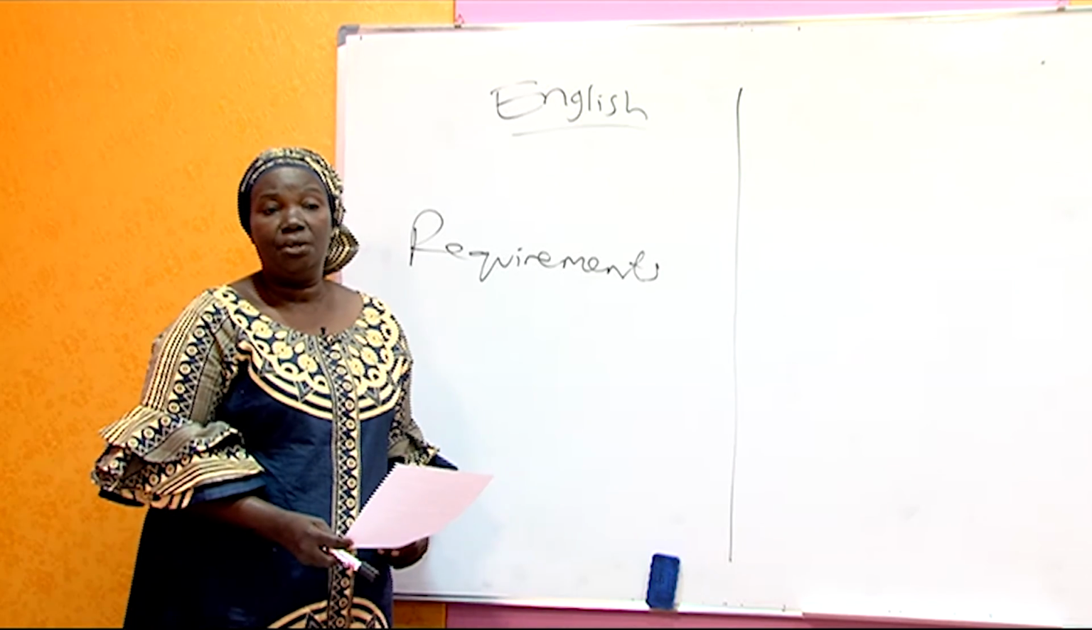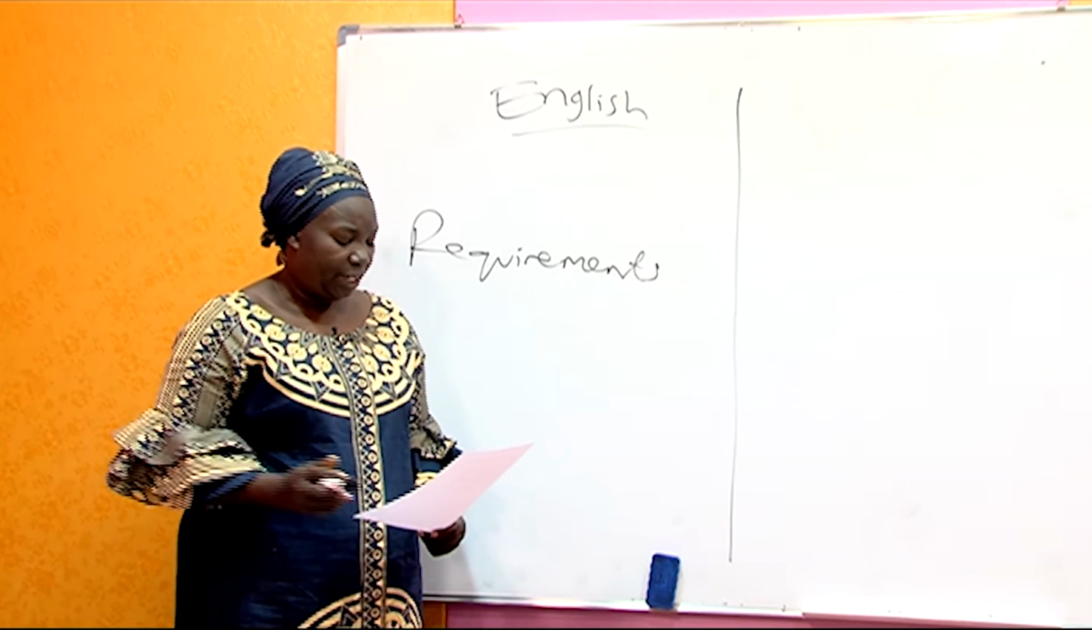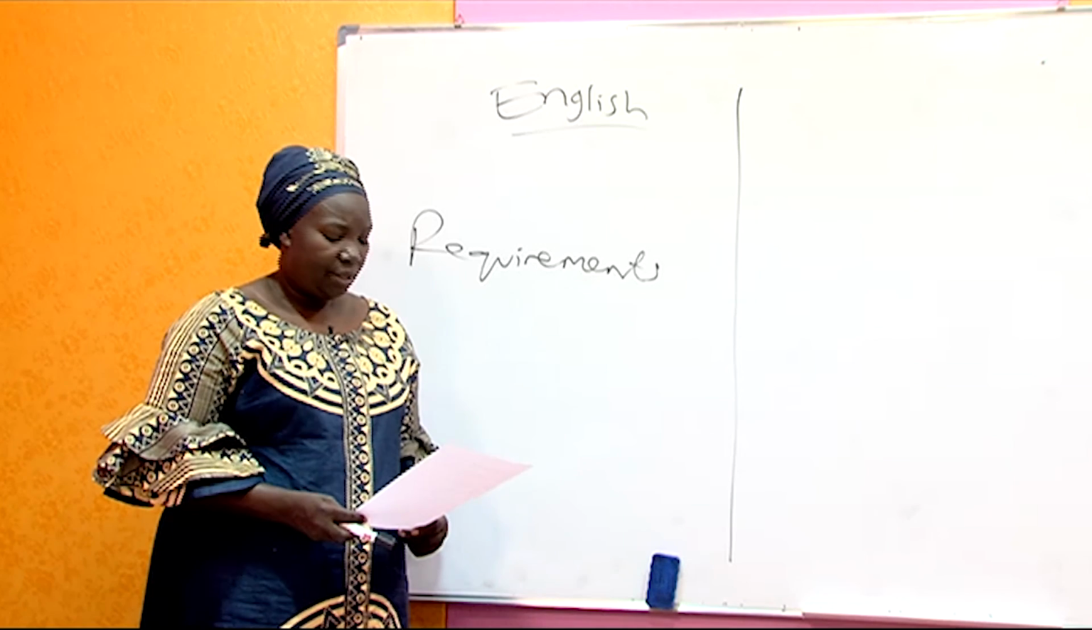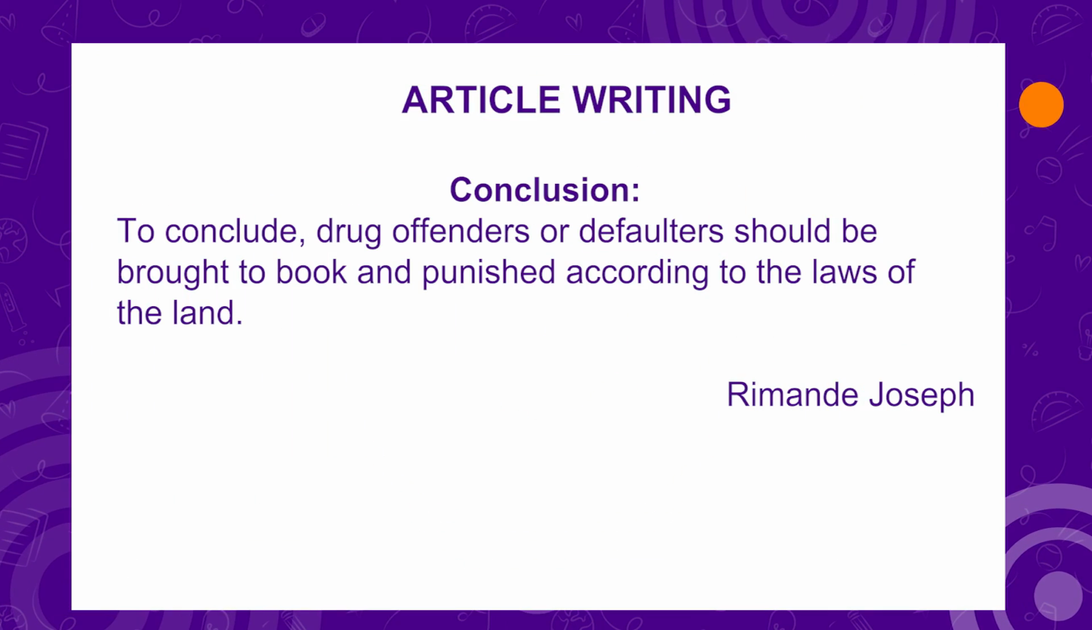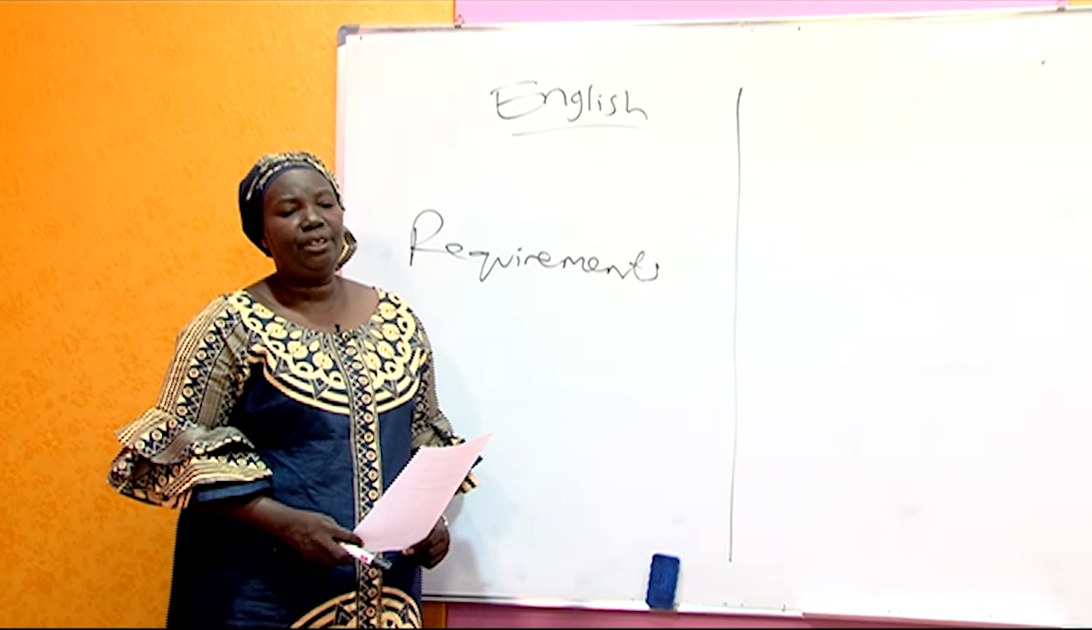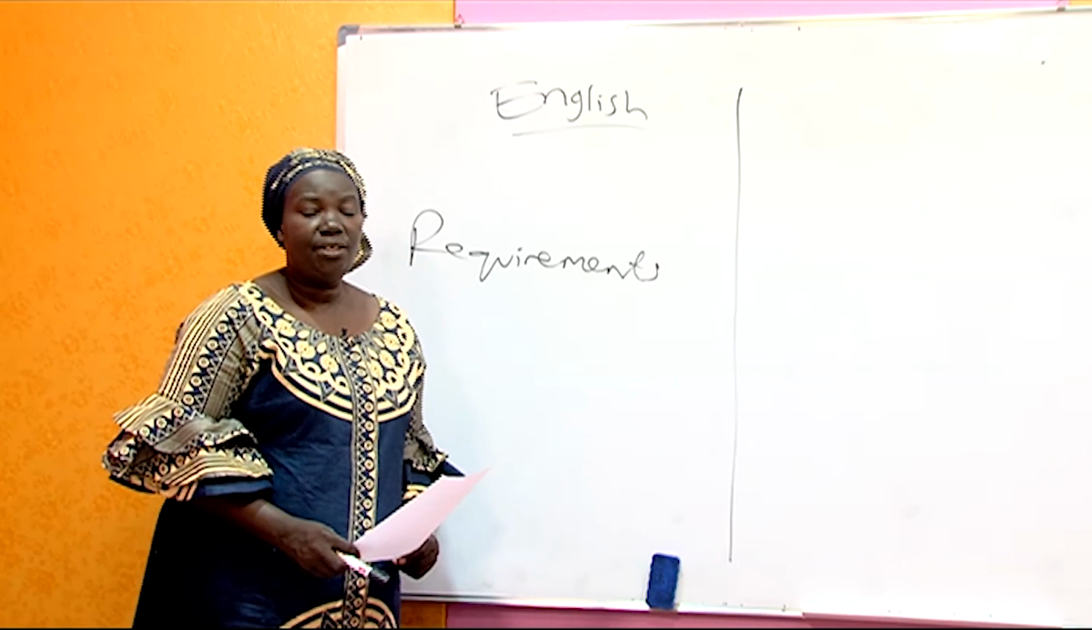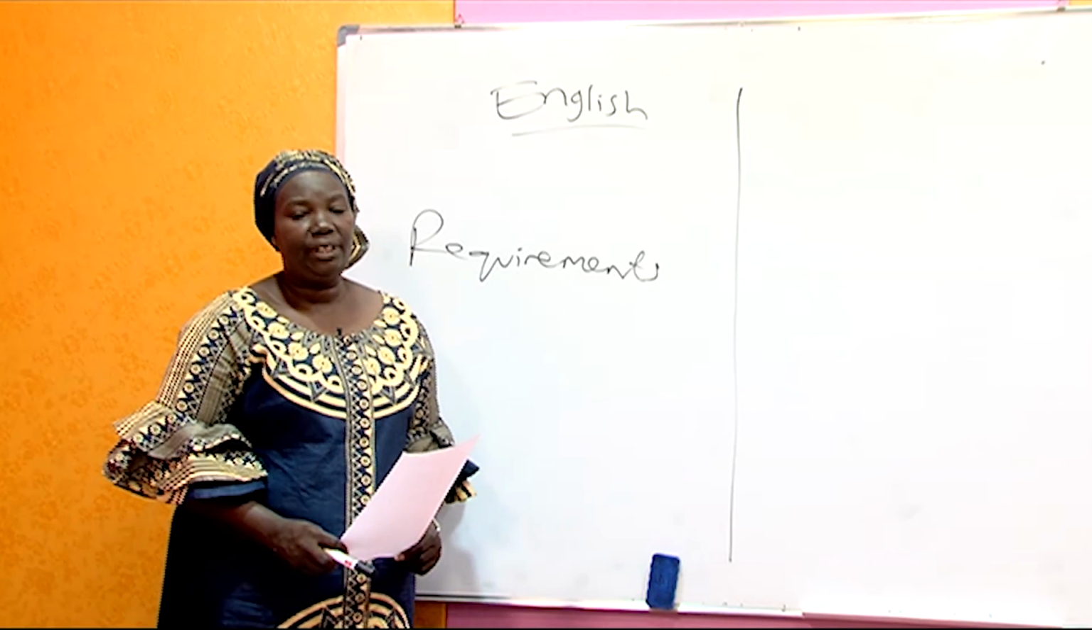And on, you can use the points to express yourself as you bring your write-up to a conclusion. To conclude, drug offenders or defaulters should be brought to book and punished according to the laws of the land. Remande, Joseph. This brings us to the end of our lesson today.